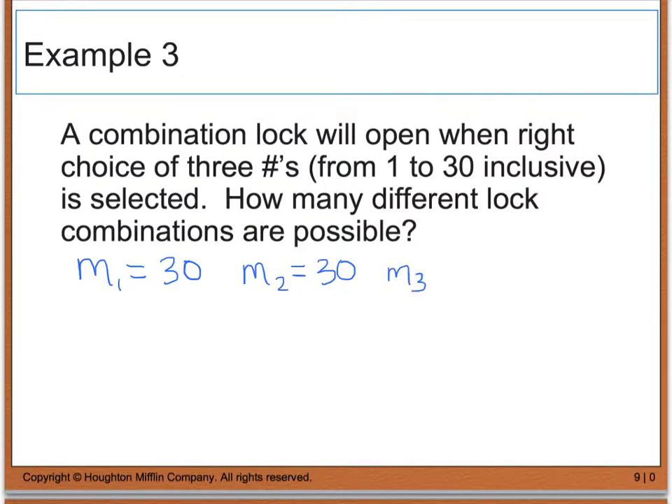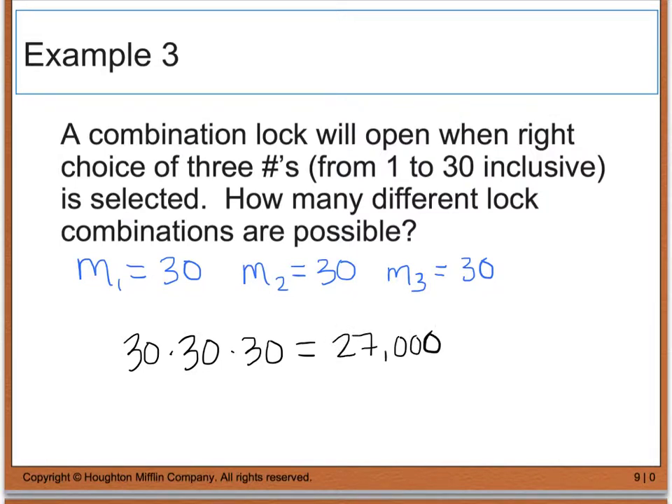And the number of possibilities for the third combination number is still from the range of 1 to 30, or a possibility of 30 different numbers. So to calculate the number of different lock combinations that are possible, I'm going to go 30 times 30 times 30, and if you multiply this out, this is 27,000 different combinations that can come from a padlock with 30 numbers on it in a combination of 3 numbers.